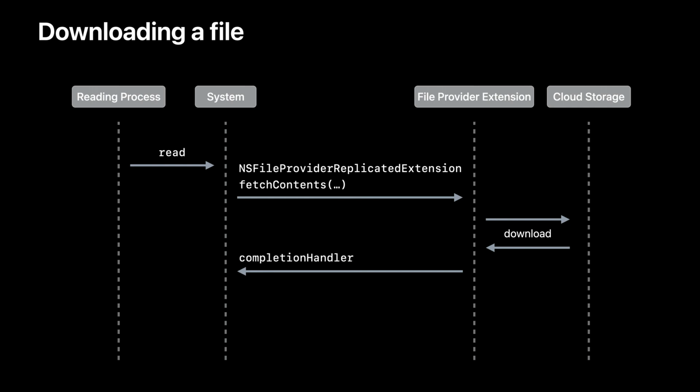The contents of the file are handed to the system, which fills in the formerly dataless file without invalidating the open file descriptor. The system then unpauses the read access. Now that the file is no longer dataless, subsequent reads won't have to involve your extension.